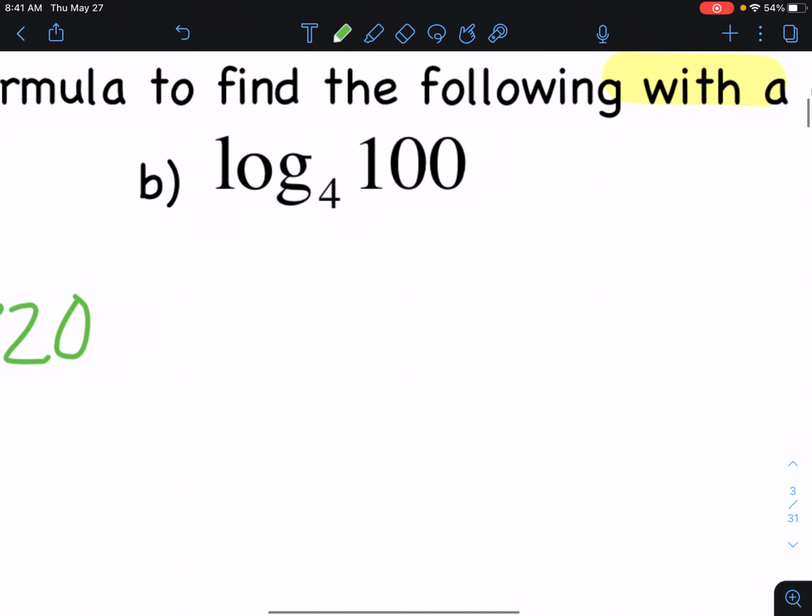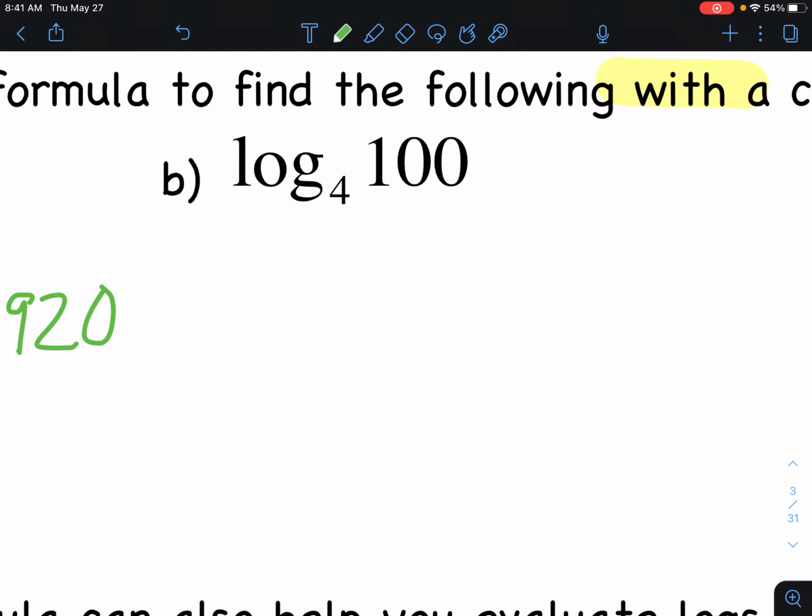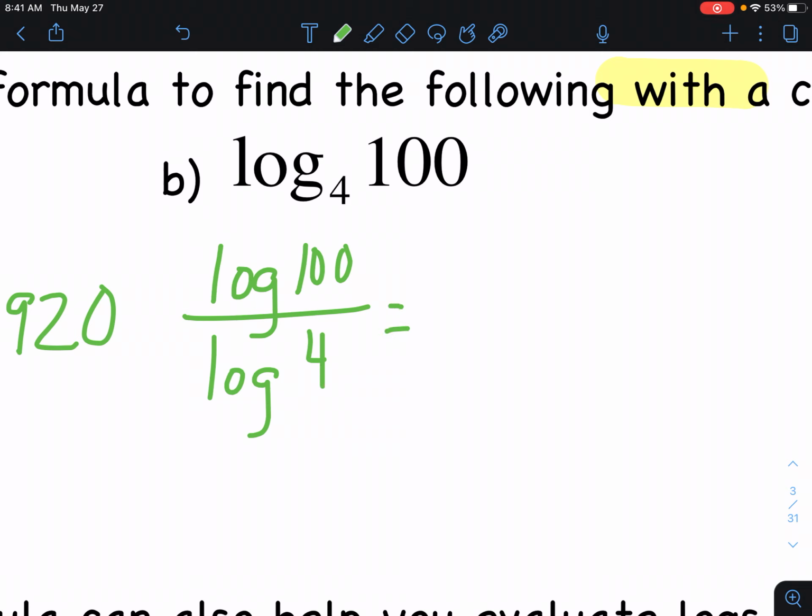So let's do another one. Letter B. Log base 4 of 100. Again, I cannot do this in my calculator because it has a base of 4. Calculator won't do that. So use the change of base formula. Log of 100 divided by log of 4. So go to your calculator, put the log of 100, and that's actually easy. That's 2. You could have actually done mental math there. The log of 100 is always 2 because remember, that's the common log, so it's a hidden 10, and then 10 to the power of 2 gets 100.